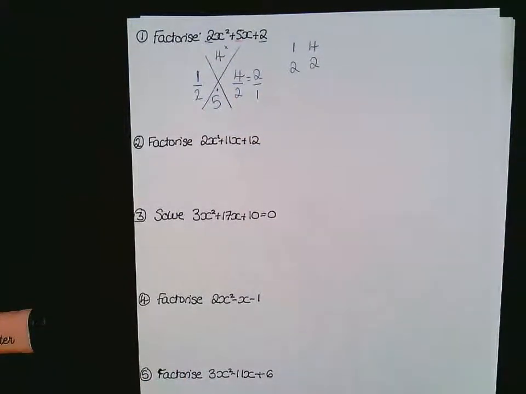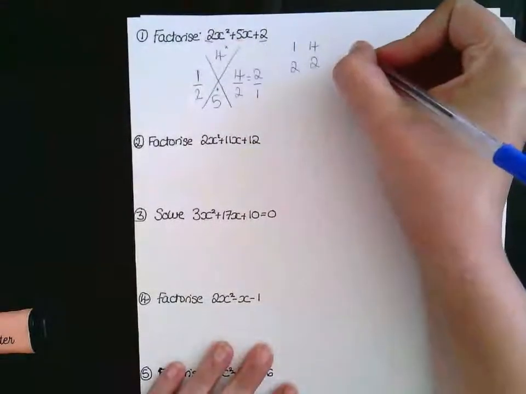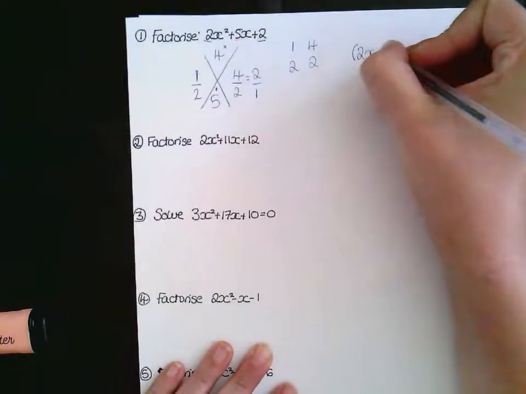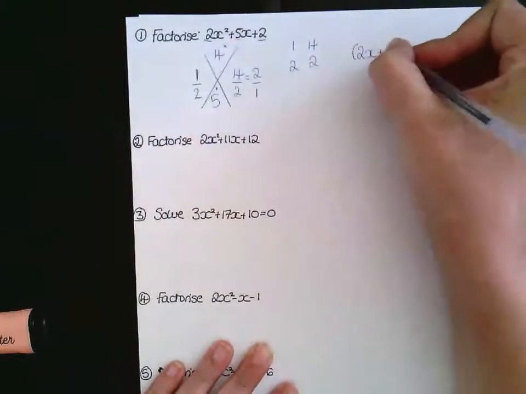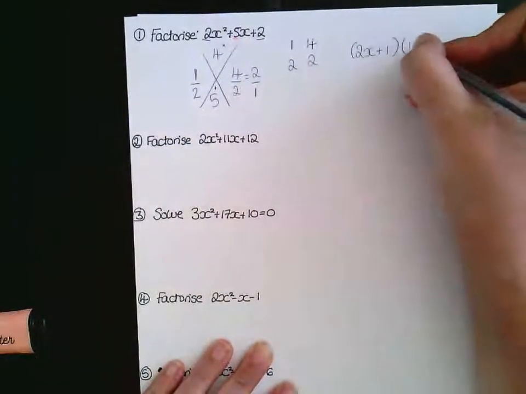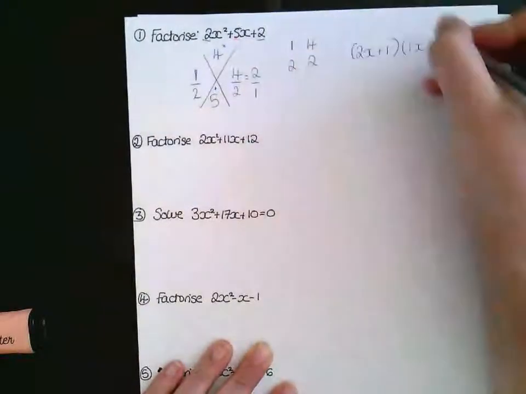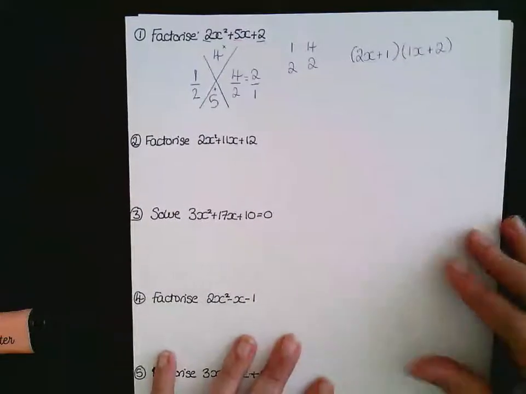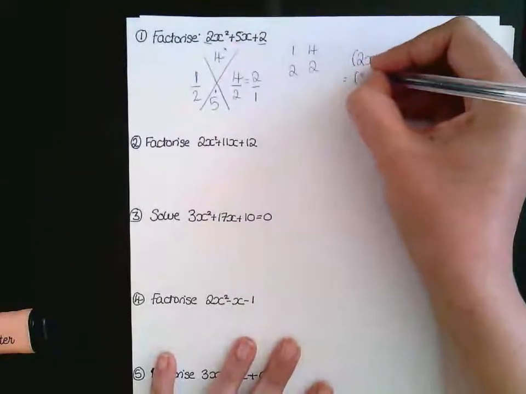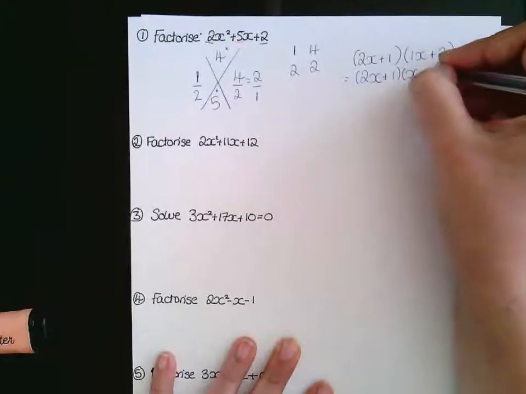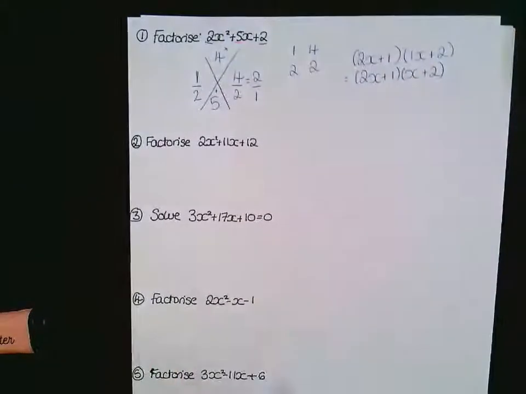So this now tells me what my double brackets are. The denominator is the number in front of the x. The numerator is what goes on top. Denominator in front of the x. Numerator, what's on top. Now I did put the 1 in front of the x there, but you don't need to. In algebra, we hide the ones in front of a letter, so that is my answer.